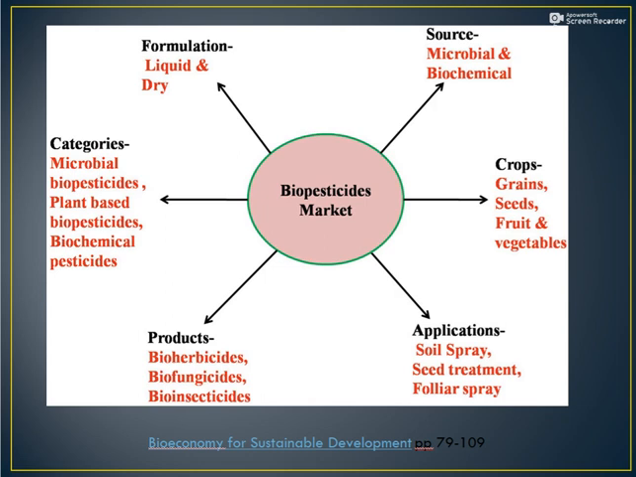Now, if you look into the biopesticide market, you can classify them into different forms. Based upon their source, we can divide them as microbial and biochemical. Then, based upon their formulation, they can either occur in liquid form or dry form. And based upon the categories, sometimes they could be microbial biopesticide, plant-based biopesticides, or the biochemical pesticides. The plant-based is just the plant is used, and biochemical means the extracts of the plants are derived and then biochemical products are used.